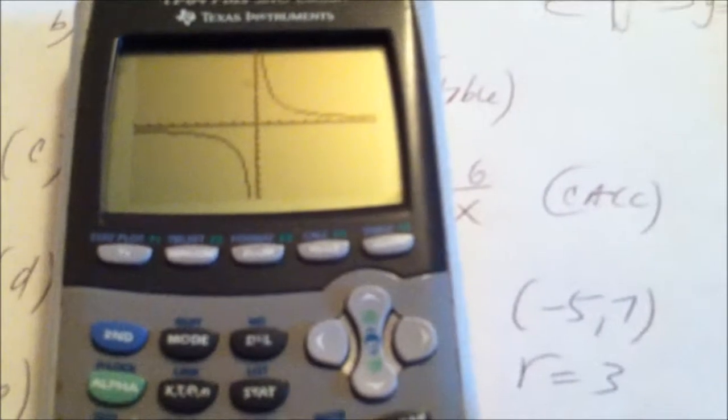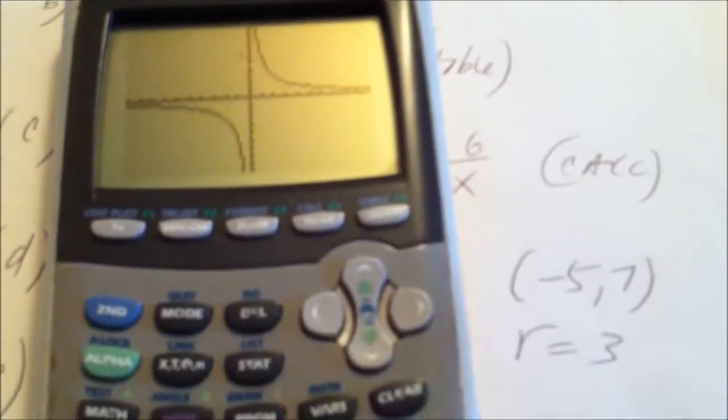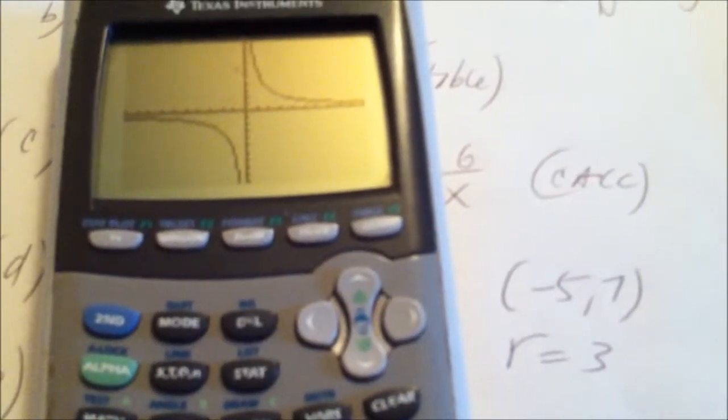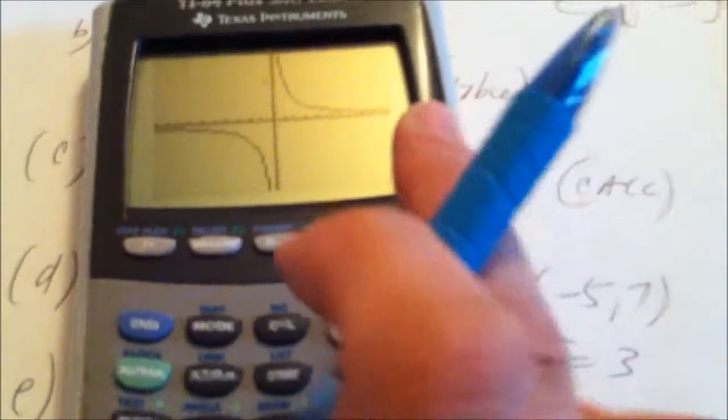Now, a word about arrows on graphs. If they give you a domain, x is where they want you to graph it, you put endpoints on it. If they don't give you a domain and you're supplying your own x's, you put arrows on the graph, and always label your graphs.